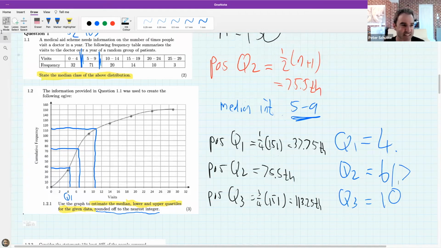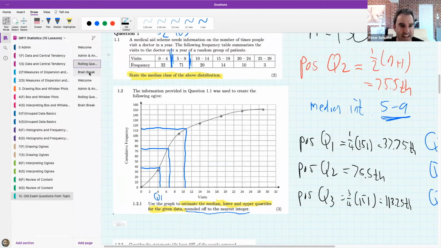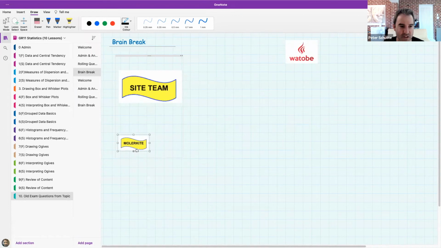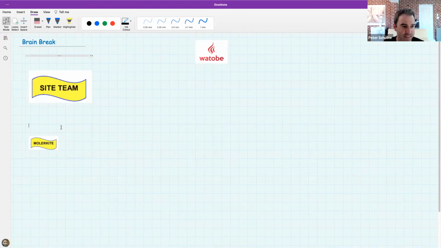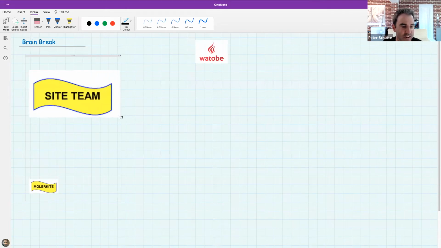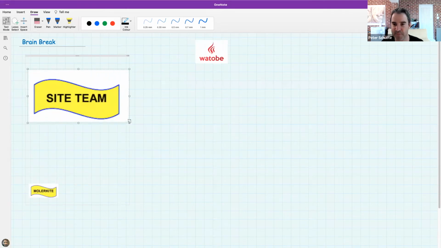All right, then it's time for our brain break. I want you guys to work out the mathematical word from this anagram. So you have to work out what mathematical word you can make with these letters.